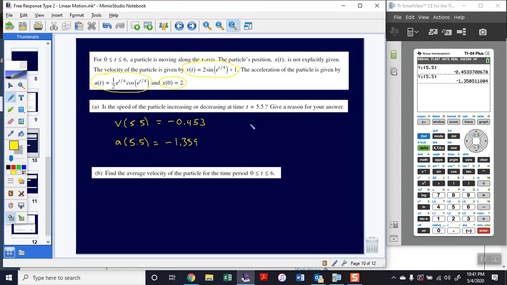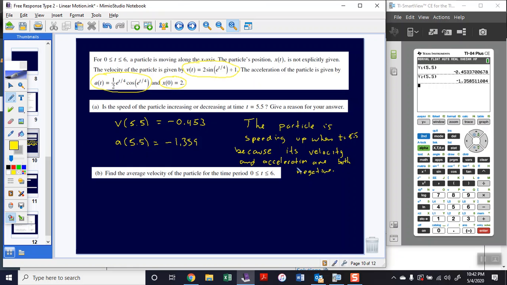Okay, so we'll just give a short explanation here. The particle is speeding up when t equals 5.5 because its velocity and acceleration are both, in this case, negative.